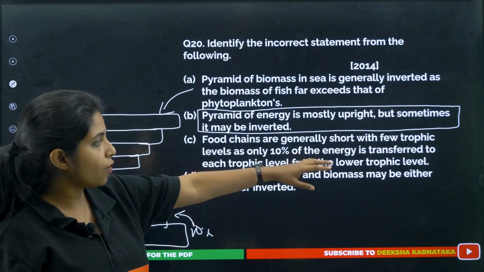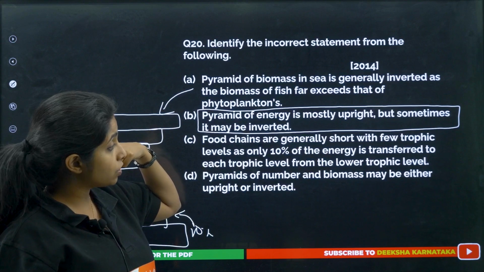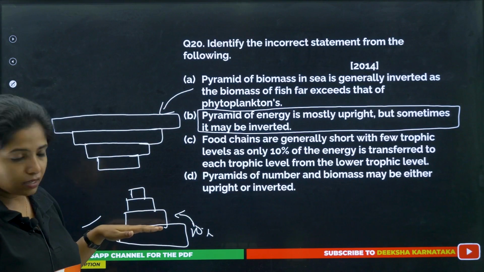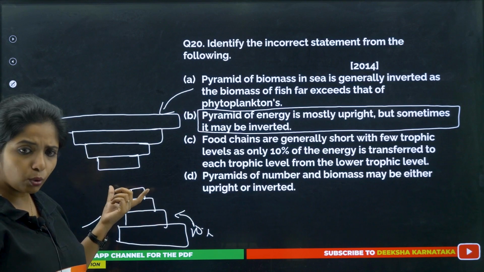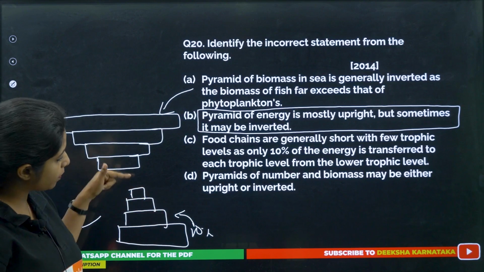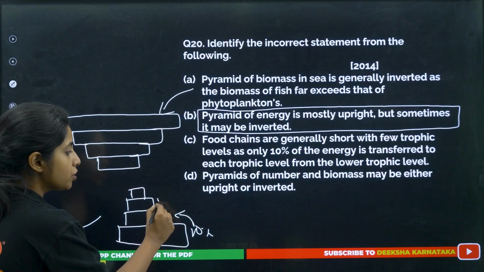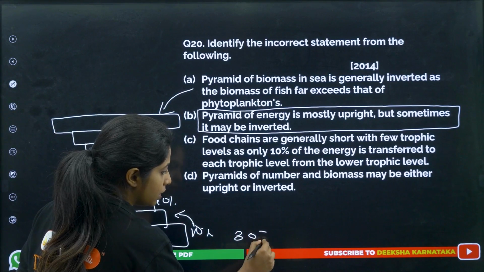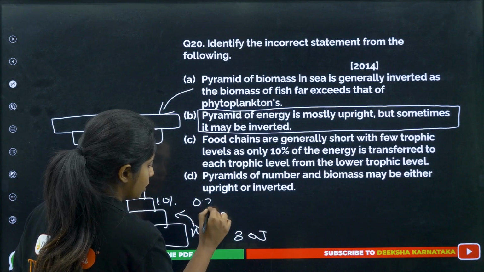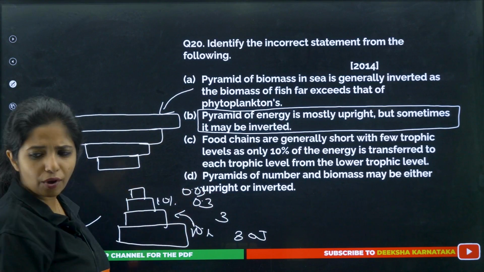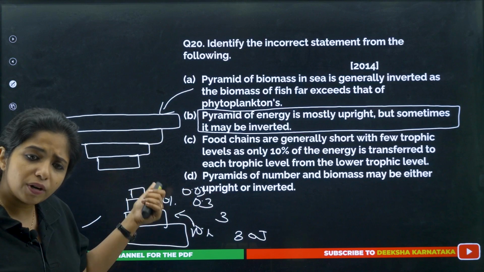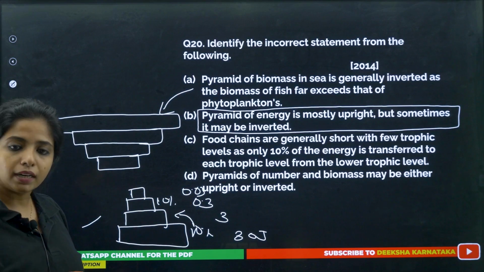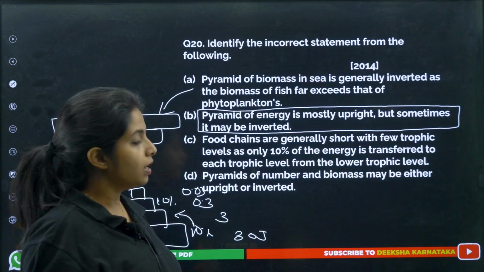Food chains are generally short with few trophic levels, as only 10% of the energy is transferred to each trophic level from the lower trophic level. So food chains are generally shorter, you cannot add more organisms up there. Why? Because only 10% of the energy is being given, right? As we were solving that question where 30 joules was here, then 3 joules, then 0.3 joules, then 0.03 joules. What energy do you have to sustain the other organism, my dear children? You don't have energy to sustain the next level of organism. So food chains are generally short with few trophic levels because only 10% of energy is transferred. Okay, now that is also correct.